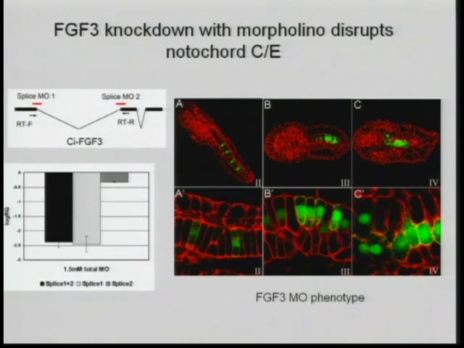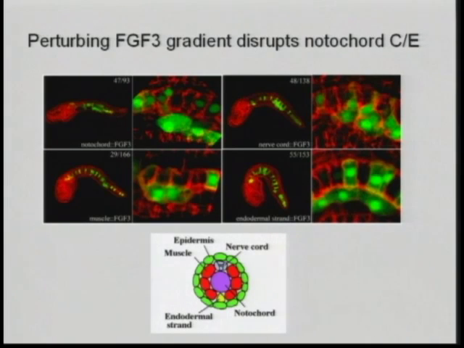So this basically suggests that there's somehow an endogenous gradient. Then the prediction is that if we manipulate or perturb that gradient, we should also get a convergent extension defect. How did I do that? We have a great collection of tissue-specific enhancers. So I drove FGF expression in all the neighboring tissues of the notochord, including a notochord driver, the nerve cord, and the muscle and endoderm. This is basically the relative position of these different tissues.